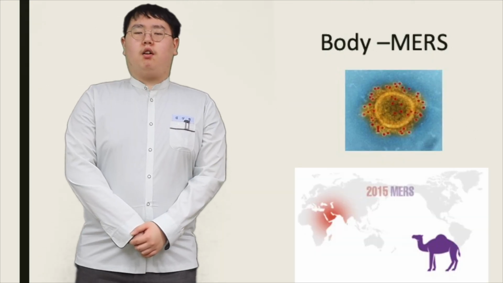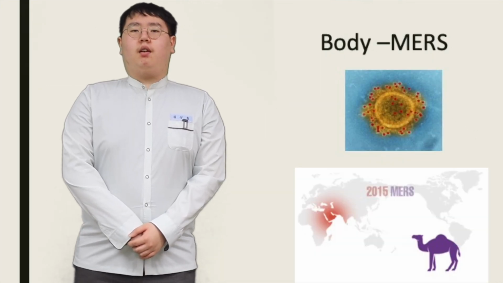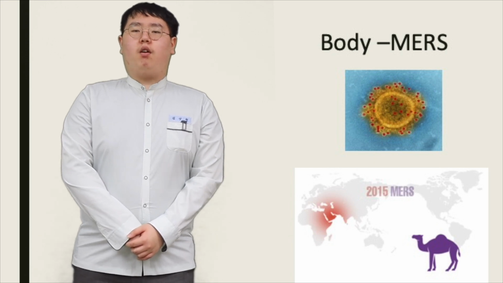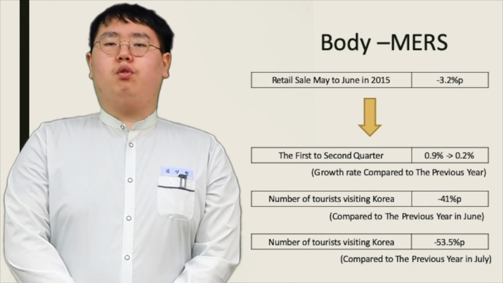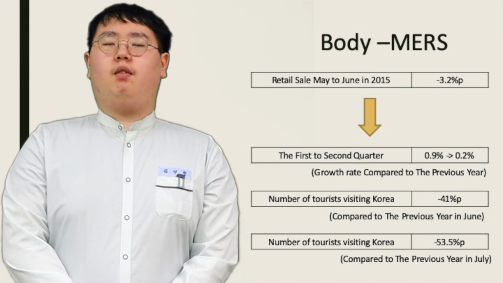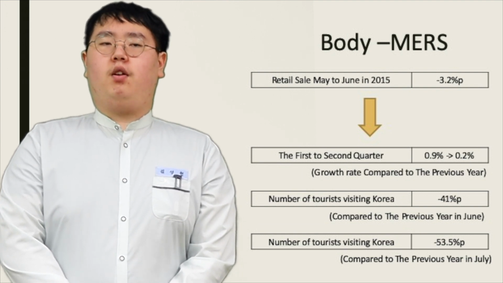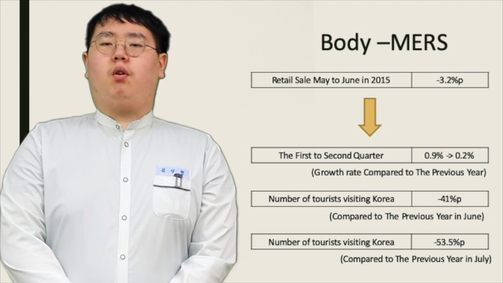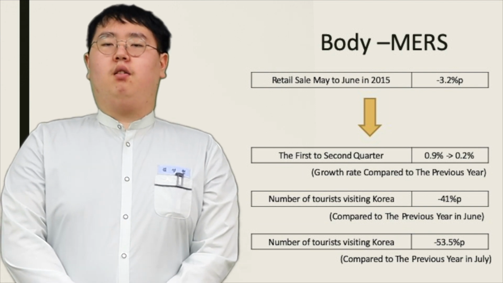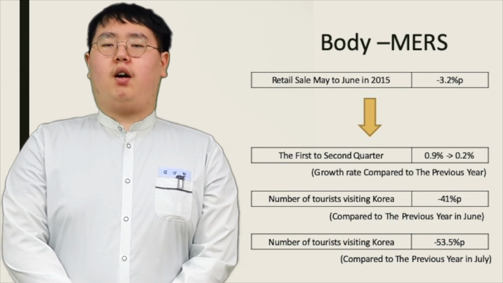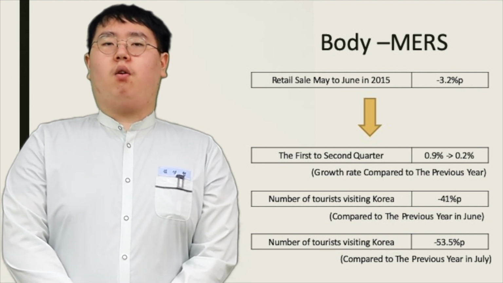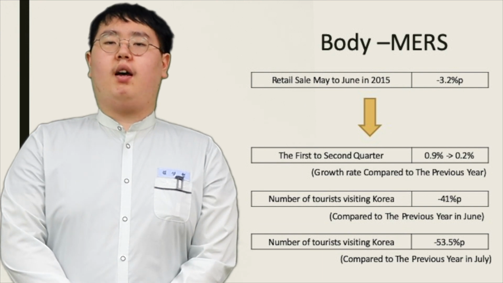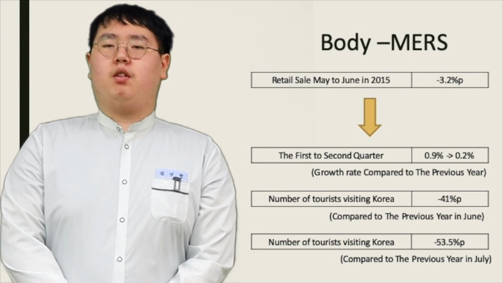The MERS was caused by MERS coronavirus. It was studied in the Middle East, and the first Korean confirmed case was in May 2015. Because of MERS, retail sales in June 2015 fell from May 2015, and it caused a decrease of growth rate from 0.9% in the first quarter to 0.2% in the second quarter in 2015. Also, the number of tourists visiting Korea decreased in June and July 2015 compared to the previous year.